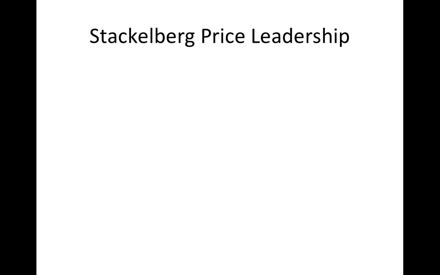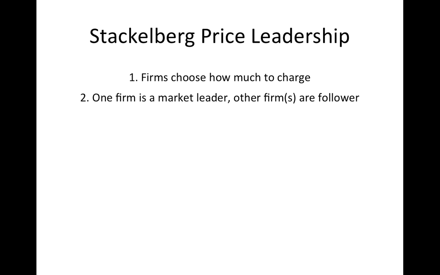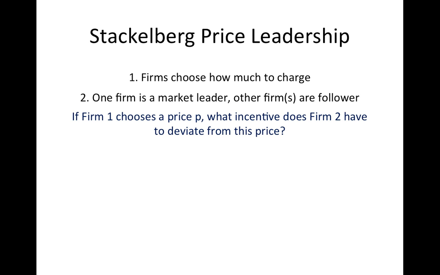The second type of sequential choice model is the Stackelberg price leadership model. In this model, firms choose the price to charge, and the quantity they produce is set by the market. As in the Stackelberg quantity model, one firm is a market leader and one is a follower. Before working through the details of this model, we should consider the following question. If Firm 1 chooses to charge a price P, what incentive does Firm 2 have to deviate from this price?